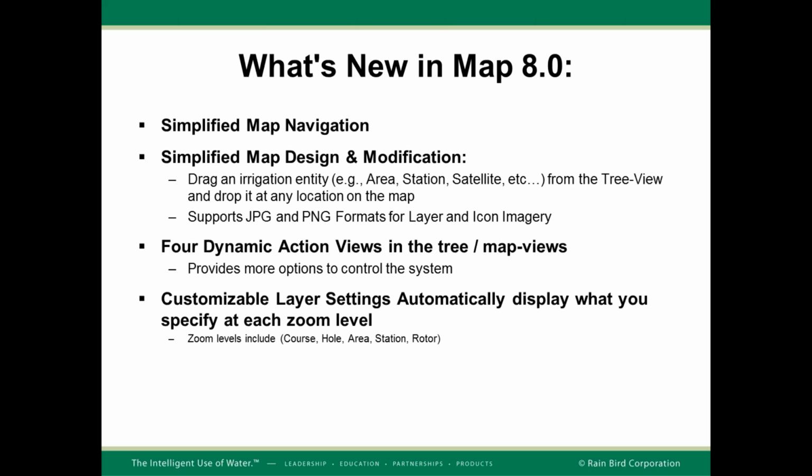Go to the whole level, go to the area level, go to the station level, and the rotor level, and as you're zooming into those different levels, you'll see more irrigation entity information show up on the map. And we'll go through some demonstrations of that. So that's very powerful because it allows the user not to have an extremely cluttered map if they're zoomed all the way out. And they can pick what they want to see when they want to see it.